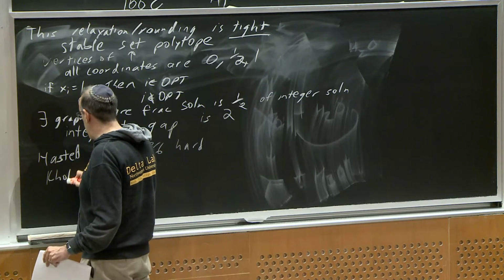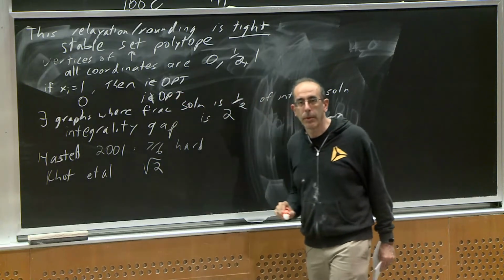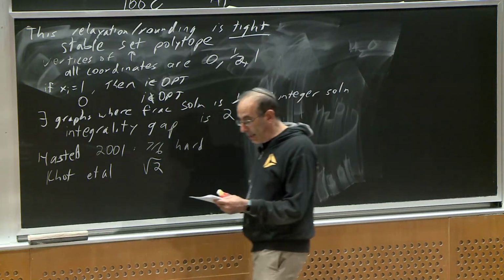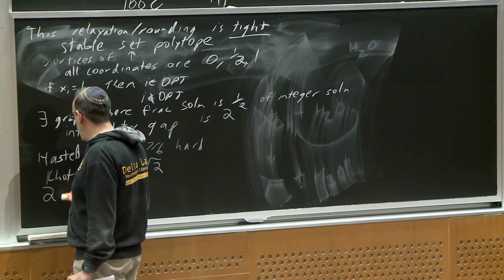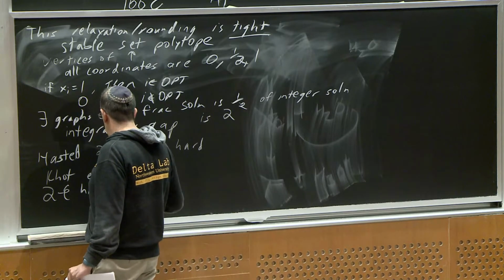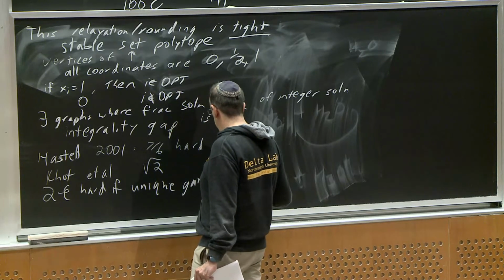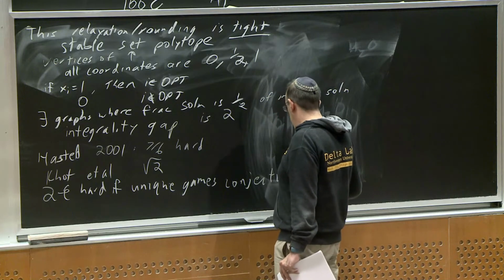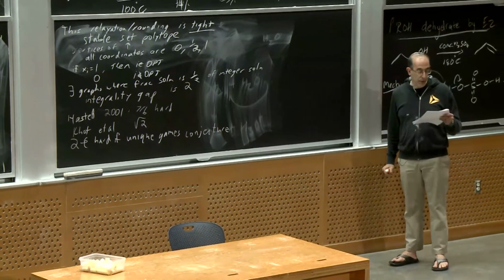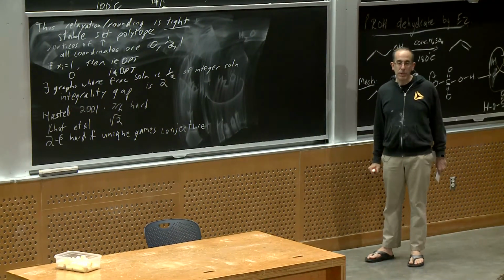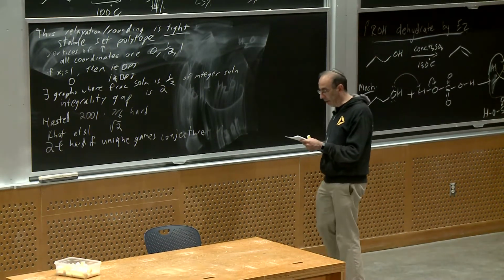Somebody named Khot et al. proved that you can't beat square root of 2, okay, which is closer. And then somebody came along and proved something. They gave a conditional proof. They showed that 2 minus epsilon is hard if something called the unique games conjecture is true. And so that has led to 15 years of work by people trying to prove that the unique games conjecture is true, but we still don't know. But this has been the focus of a lot of attention in algorithms and complexity theory.